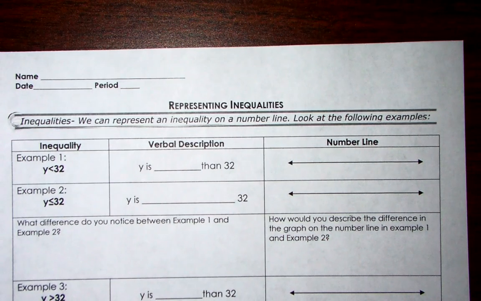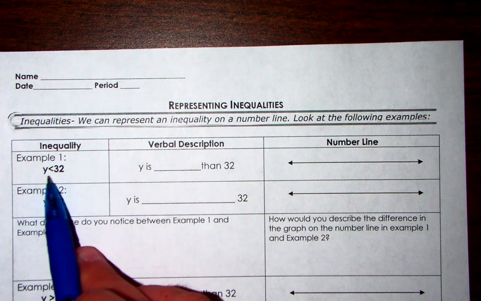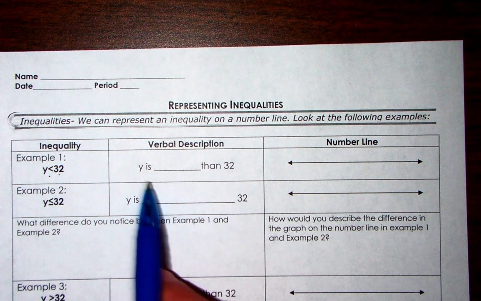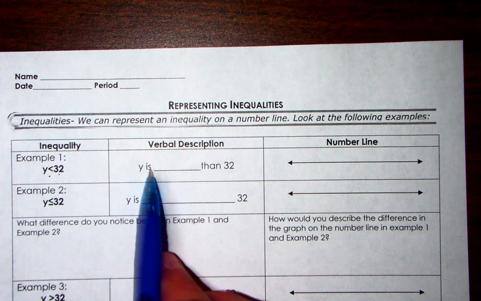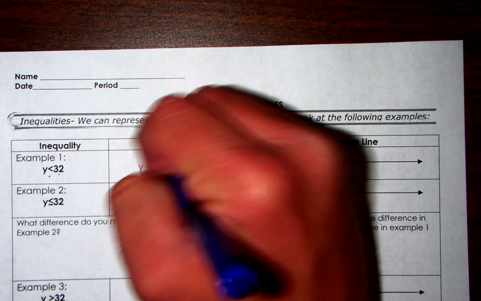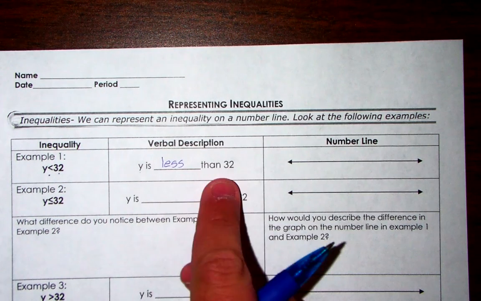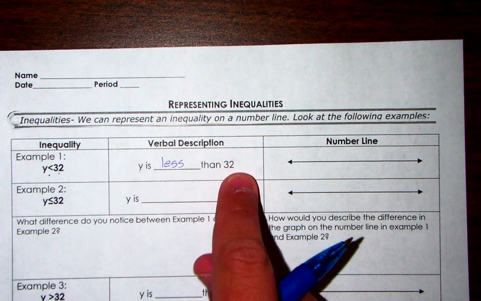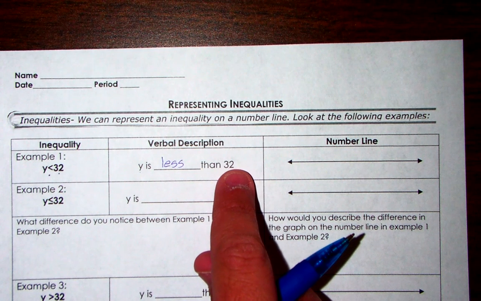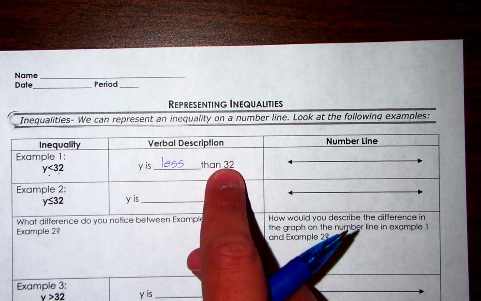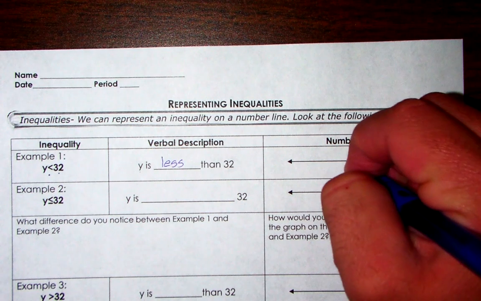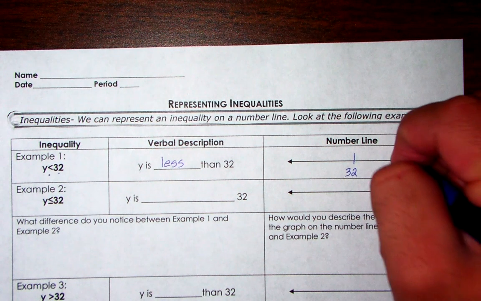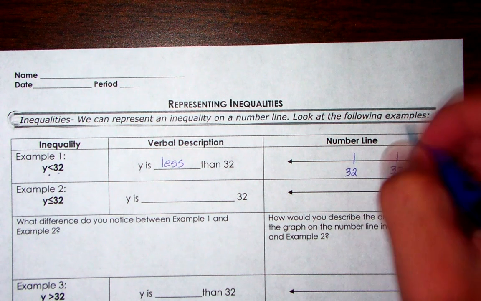Example 1 says, y is less than 32. That's the inequality sign. So the verbal description is, y is less than 32. On a number line, I like to go one number below the number given and one number above it. So I'm going to put 32 in the middle, go one number above, go one number below.